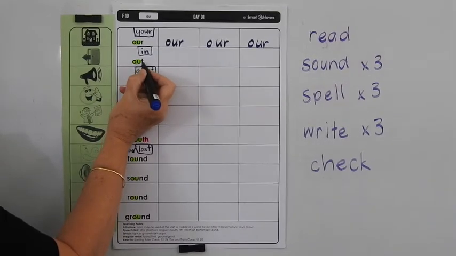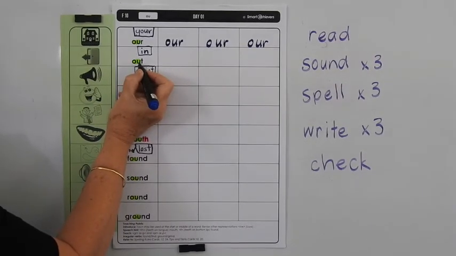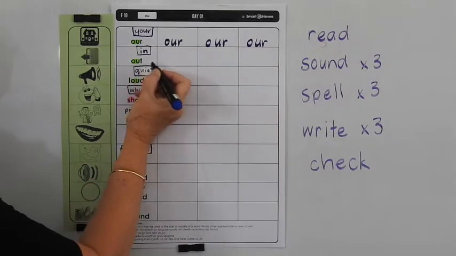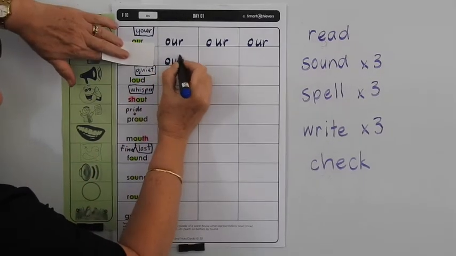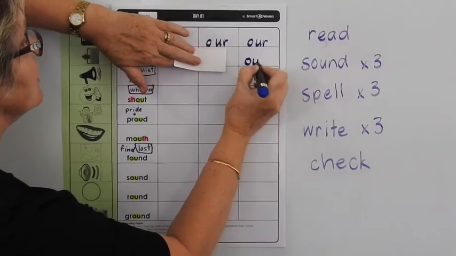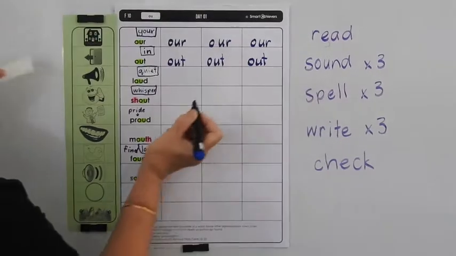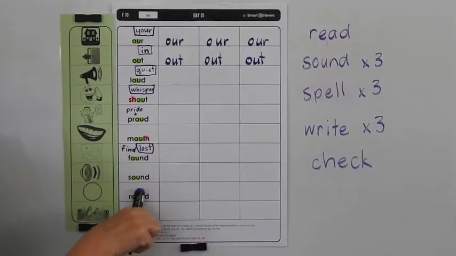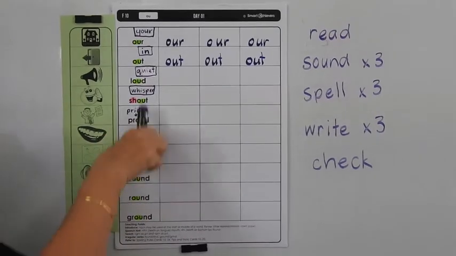Out, O-U-T, O-U-T, O-U-T, cover it and write it three times. And the more you say it out loud, the easier you'll remember it. So you can finish those ones off and don't forget to go back and colour the sounds, the special sounds in our list words today.